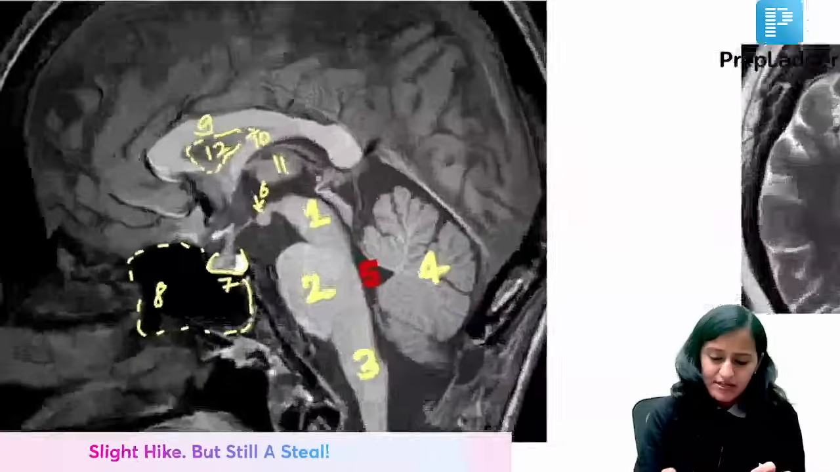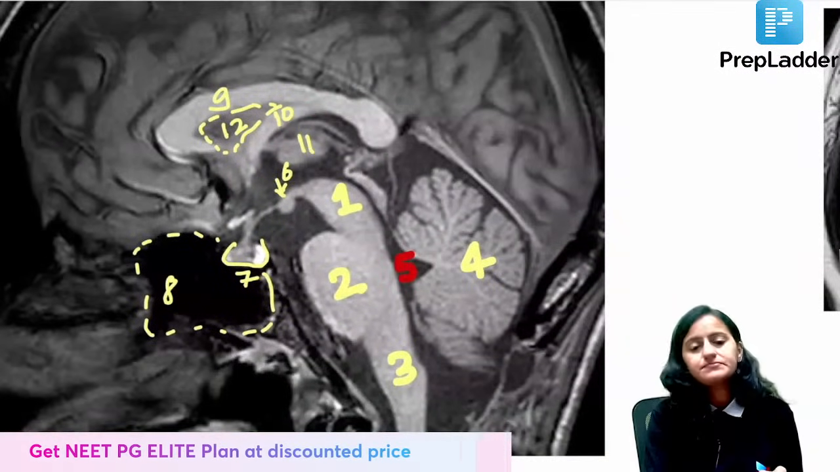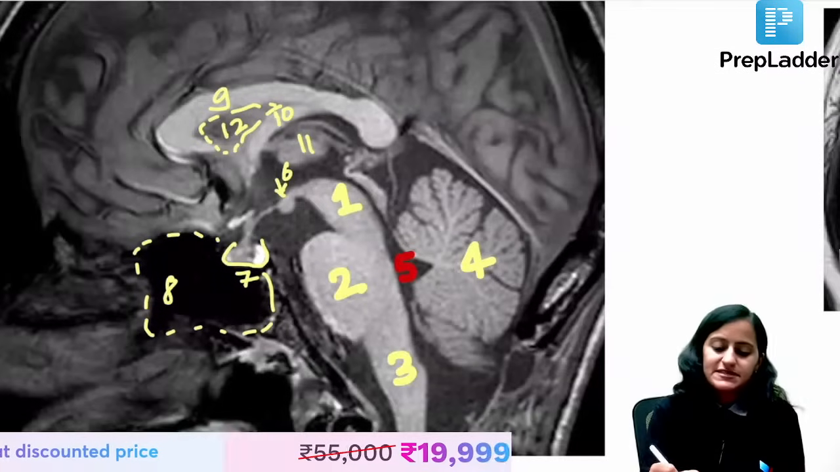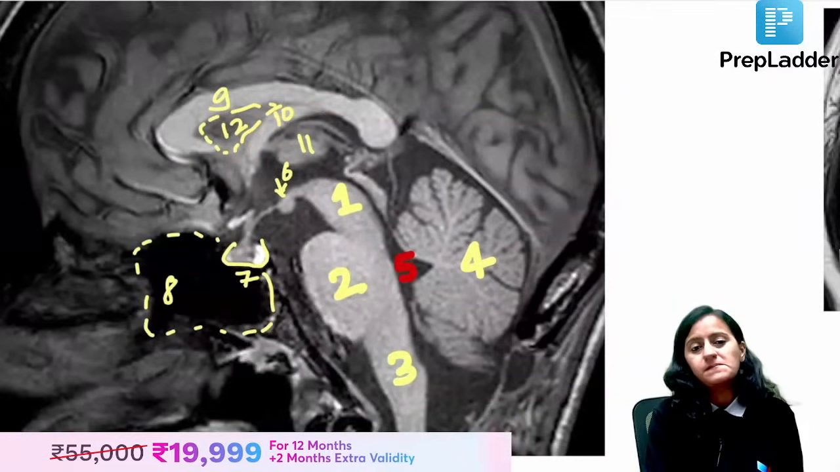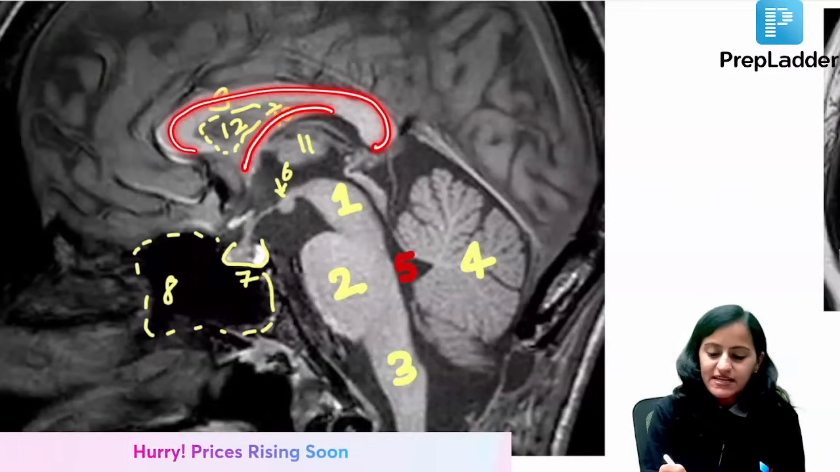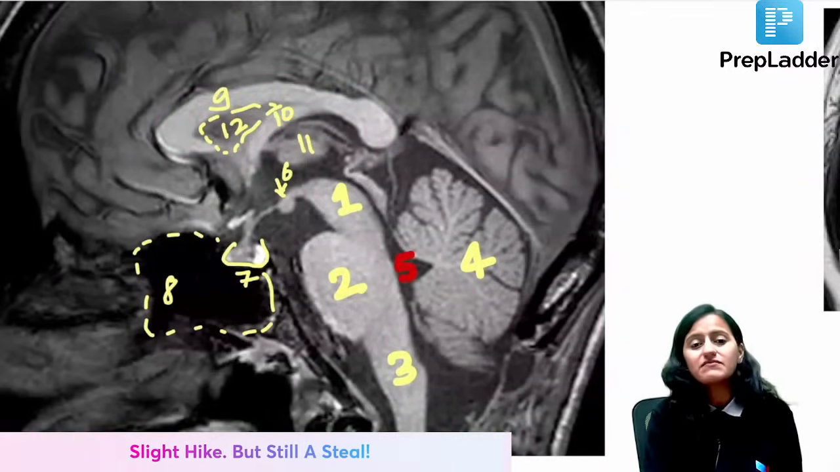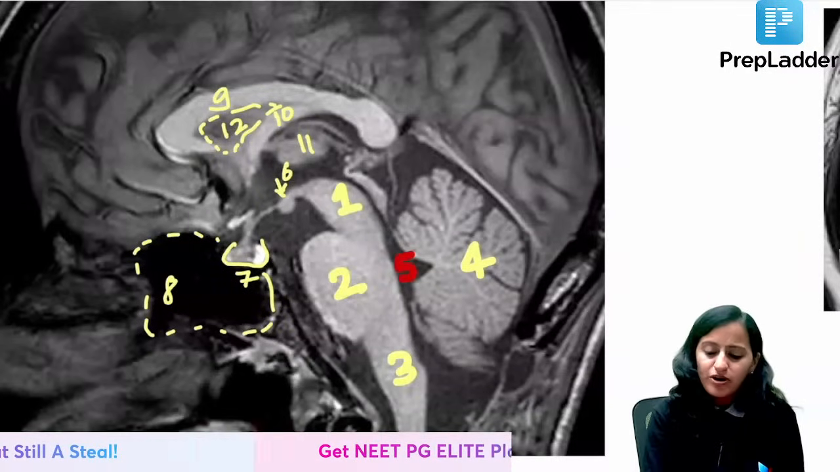Next question here is what is the structure labeled 10 in this image? What is the structure labeled 10 here? The 9 is the corpus callosum and the 10 is the fornix. Okay, this is fornix, white matter, very, very important. That is the fornix there.